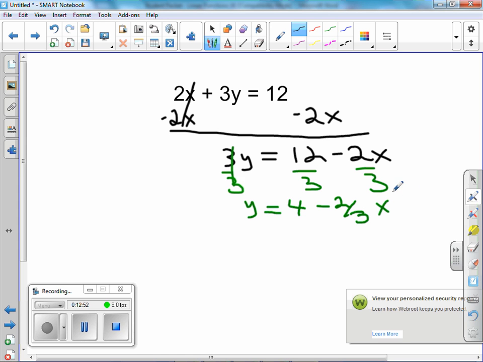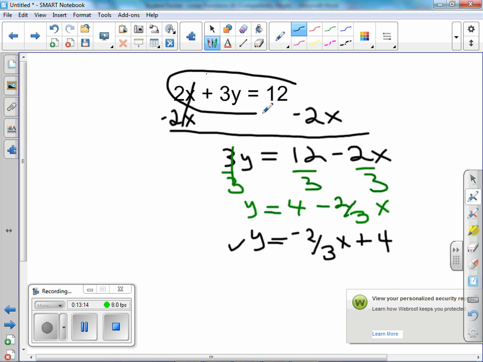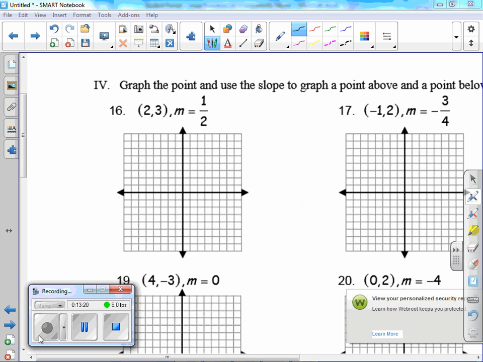No, remember it's y equals mx plus b. That means the x has to come first. So now all we do is just reverse the orders or switch it up. Y equals 2/3 x plus 4. Now that's how we switched it from standard form like this to y-intercept. You may have to do that on your quiz.